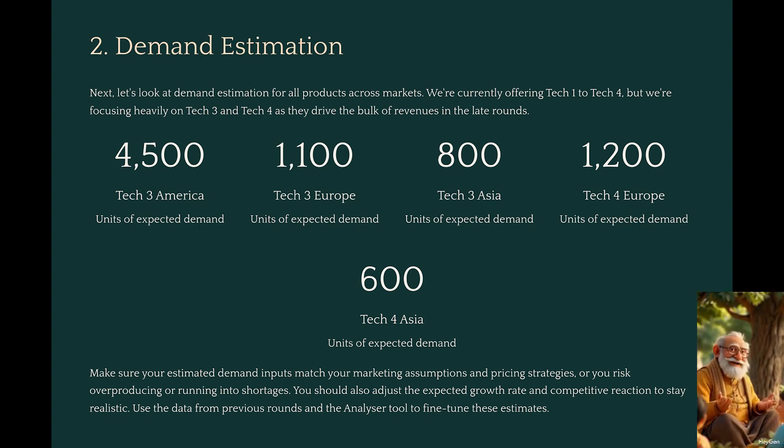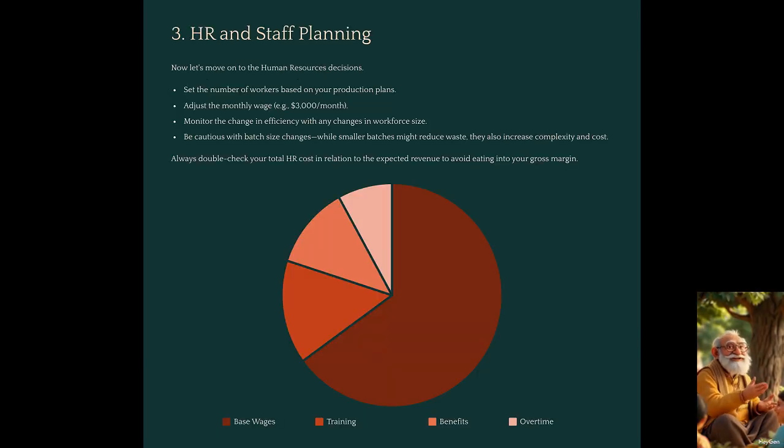HR and staff planning. Now let's move on to the human resources decisions. Set the number of workers based on your production plans. Adjust the monthly wage, e.g., $3,000 per month. Monitor the change in efficiency with any changes in workforce size. Be cautious with batch size changes. While smaller batches might reduce waste, they also increase complexity and cost.